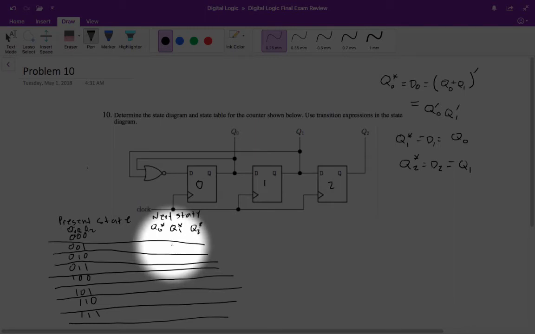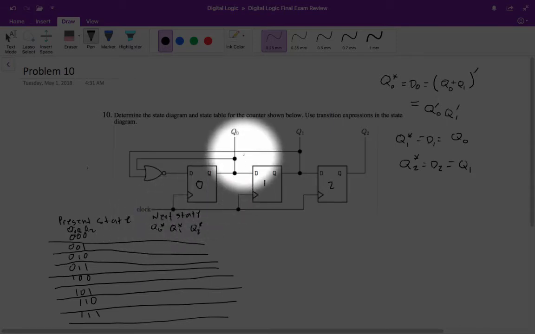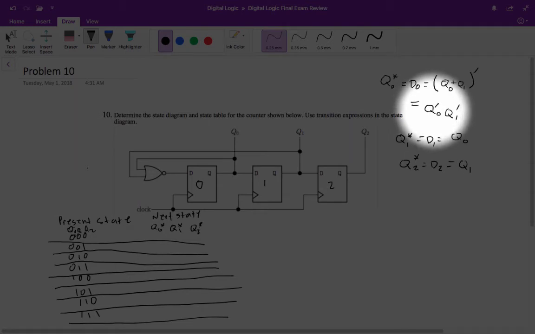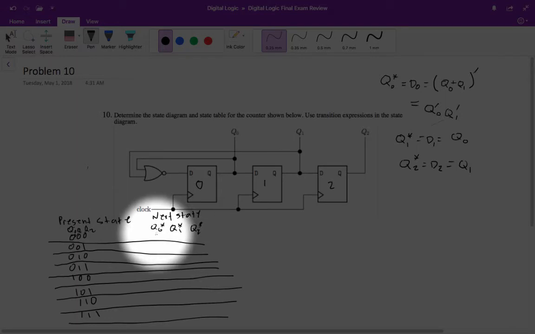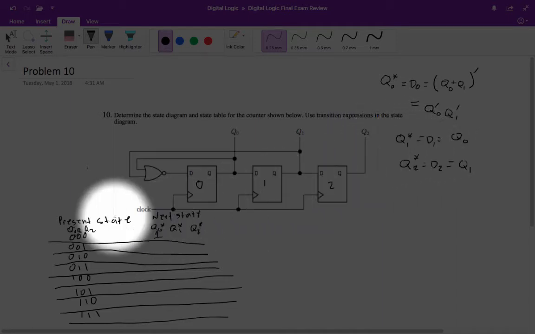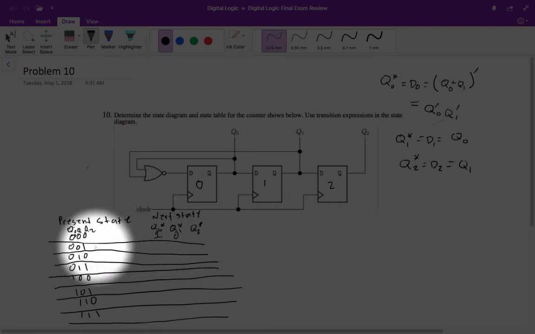Okay, so our next state, if the present state is 0, 0, 0: Q0 star, we said, is the AND of Q0 not and Q1 not. So these are both going to be 1s, so that'll be a 1. Q1 star is going to be Q0. Q0 is 0. Q2 star is going to be Q1. Q1 is 0.